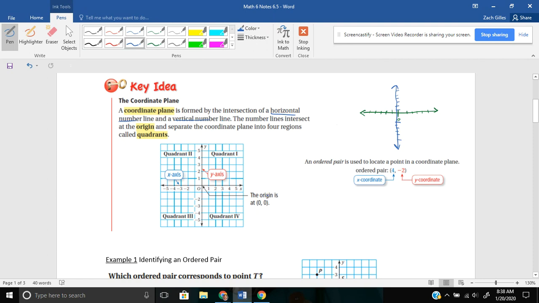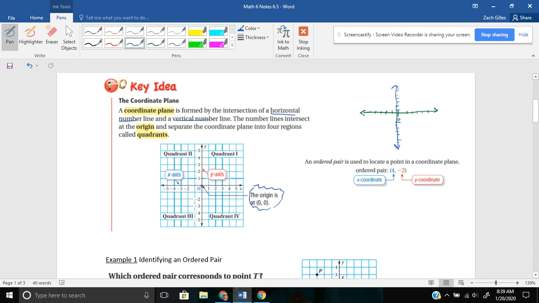Okay? The origin, let's circle this, is at 0, 0. Right here, this point is the origin. 0, 0 is the origin. And that's where the vertical meets the horizontal. And they separate the coordinate plane into 4 regions called quadrants. Okay, notice this is quadrant 1, 2, 3, and 4. They're numbered with Roman numerals.